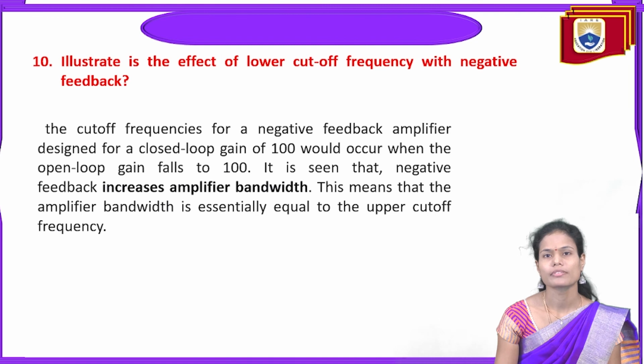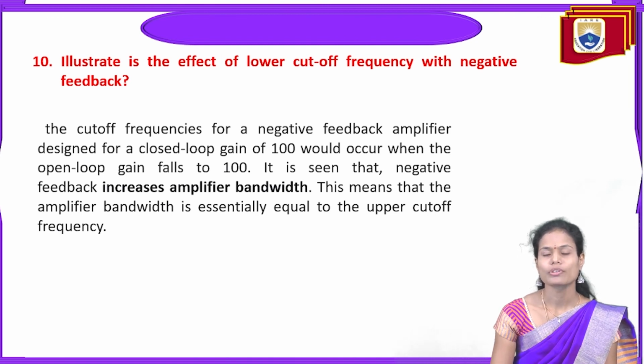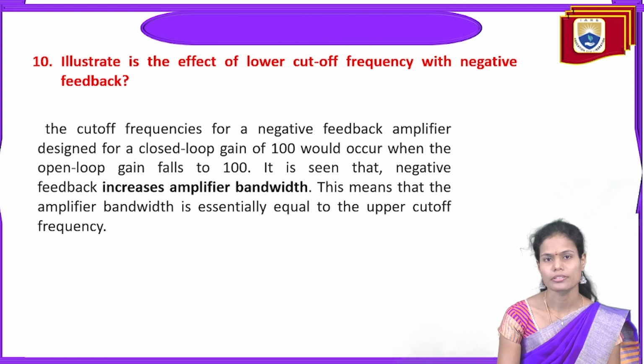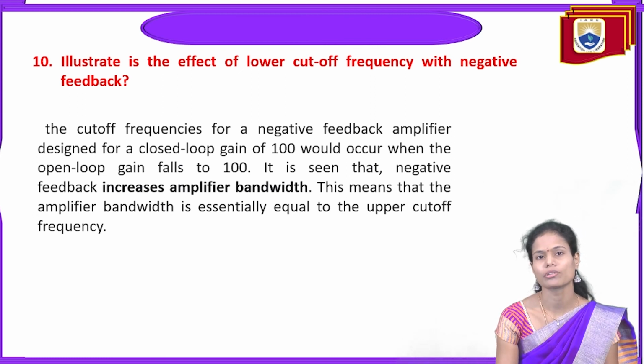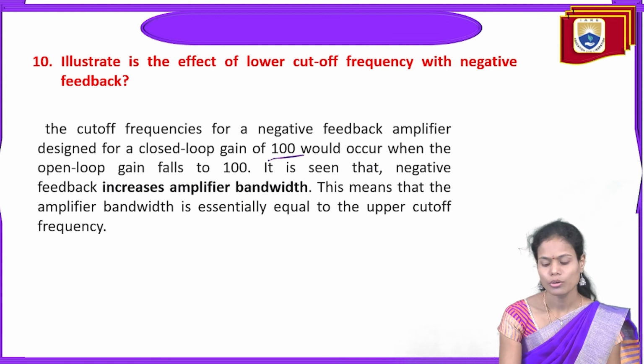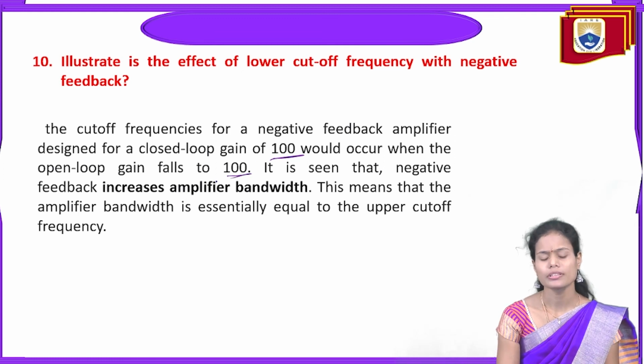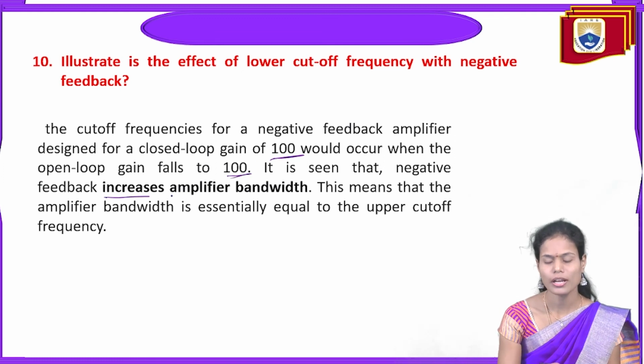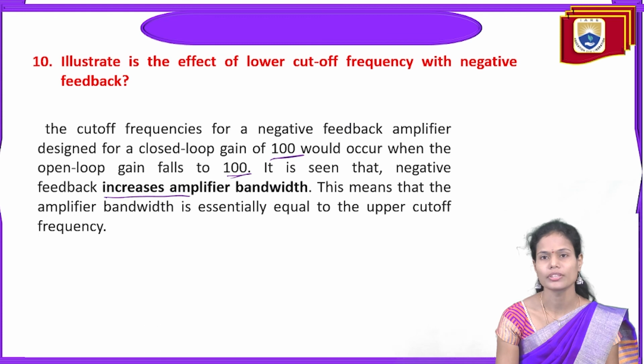Illustrate the effect of lower cutoff frequency with the negative feedback. So what is the effect of lower cutoff frequency? Here it is. So the cutoff frequencies for a negative feedback amplifier designed for a closed loop gain of 100 would occur when the open loop gain falls to 100 again. So it is seen that the negative feedback increases the amplifier bandwidth. That is nothing but the amplifier bandwidth is essentially equal to the upper cutoff frequency of the amplifier.